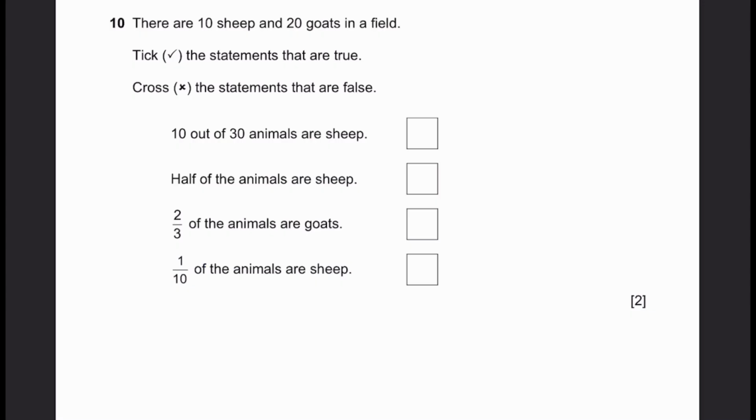Question 10. There are 10 sheep and 20 goats in the field. Tick the statements that are true, cross the ones which are false. 10 out of 30 animals are sheep. True, because there are total 10 sheep, 20 goats. Add them, becomes 30.